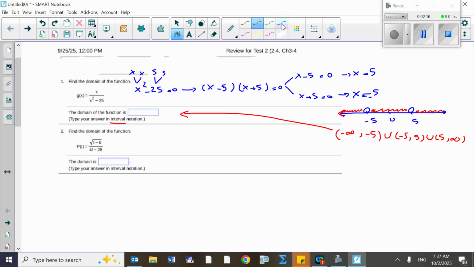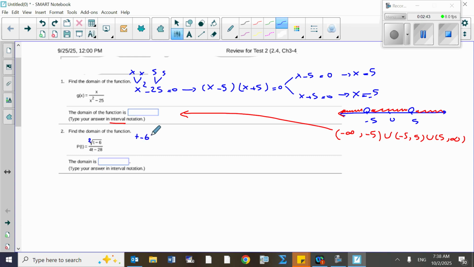Next question, we have a rational function again, but on the top we have a radical. We know that if you have a radical with index 2, this is square root, the expression under the radical should be always greater than or equal to 0. So there are two basic things that we need to consider. Under the radical, greater than or equal to 0, and under the fraction, the denominator should be not equal to 0. So we have two parts.